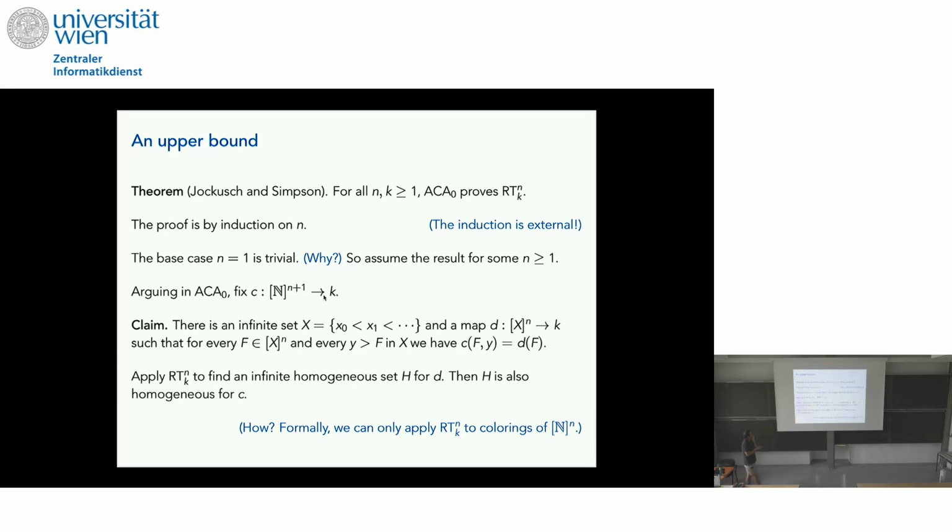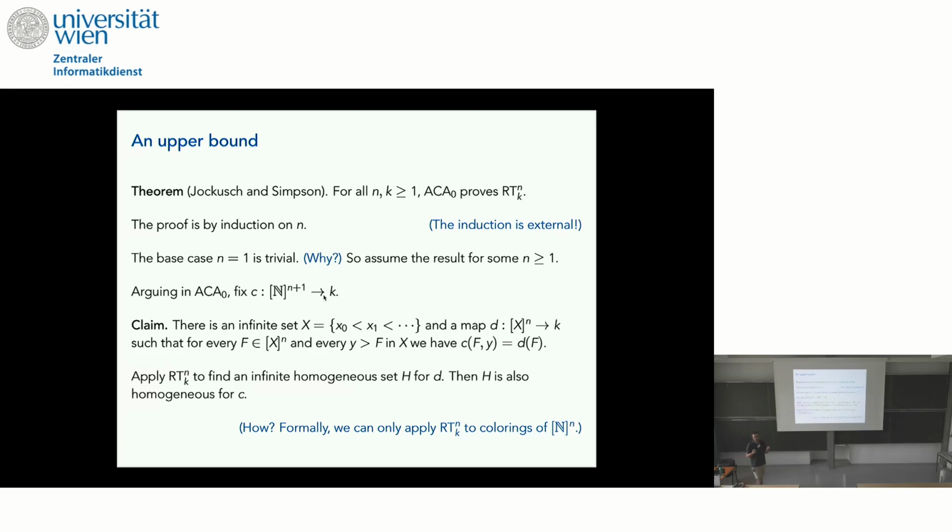Okay, so here's a claim. There's an infinite set and a coloring now of n-tuples, so that if you give me any n-tuple in that set x, and any larger y in x, the color is the same. So this C again is operating on n plus 1 tuples, and D is operating on n-tuples. So what we're saying is that if I take an n-tuple in here, its color with any larger y under C is the same as what D assigns to just that n-tuple. Does that make sense?